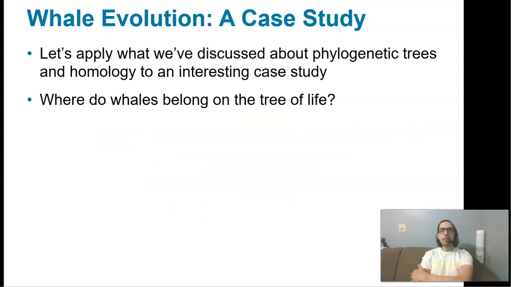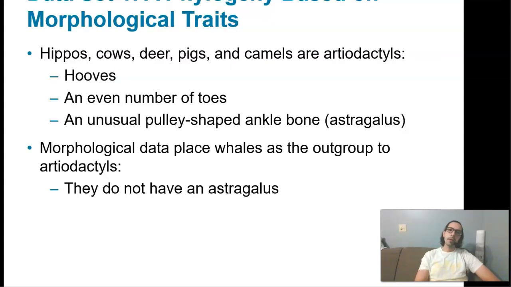All right, so now let's apply what we discussed about phylogenetic trees and homologies to a case study. So here in this case study, it looks at where do whales belong in the tree of life. So hippos, cows, deers, pigs, camels they belong to a group called Artiodactyla. So that's an order.